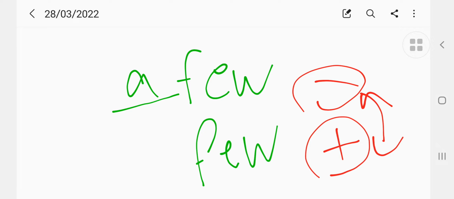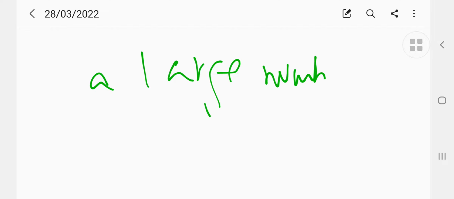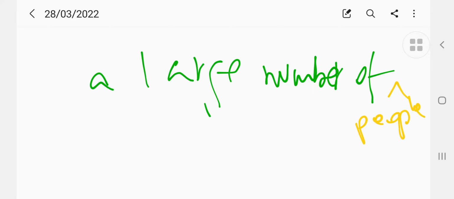Another thing that we need to focus on is that there are so many expressions for countable nouns and uncountable nouns. For example, a large number of. What do we need to put here? We need to put countable nouns. People is a countable noun. A large number of people.